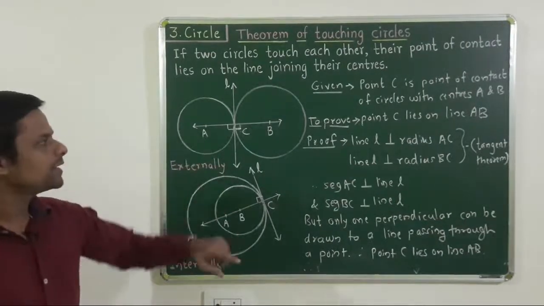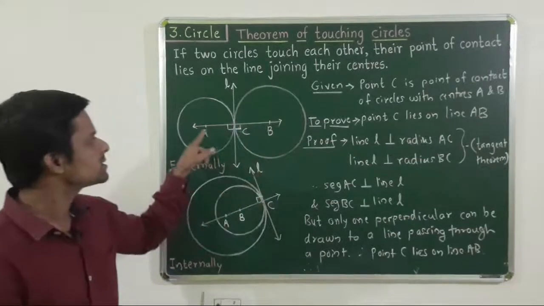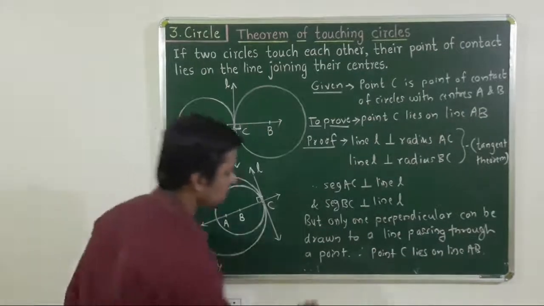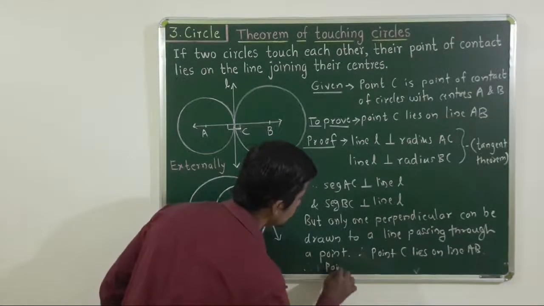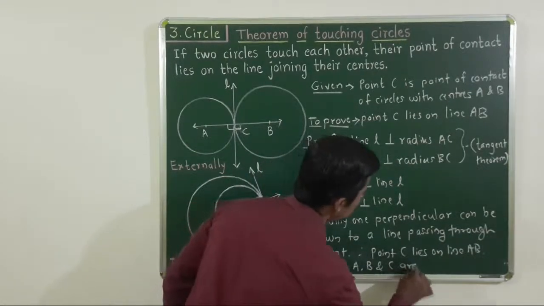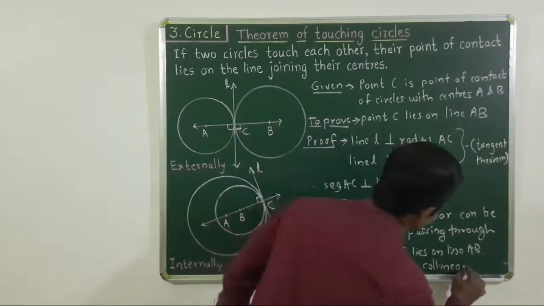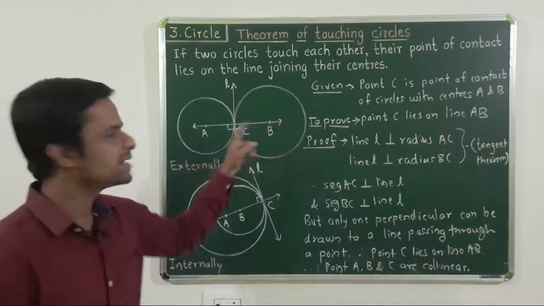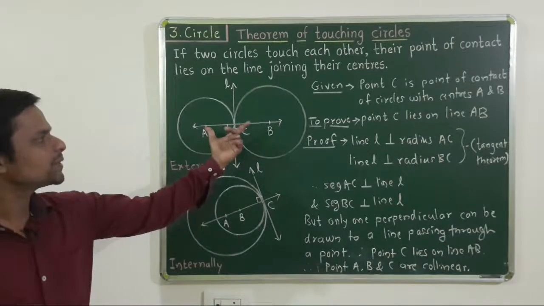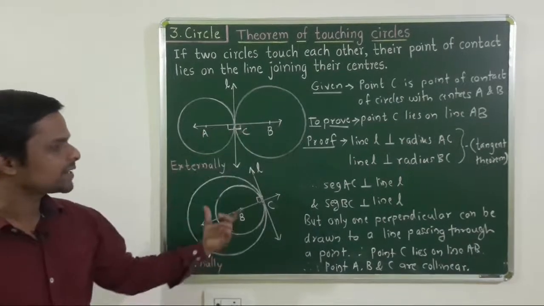Now what does it mean? It means that A, C and B are on the same line, means A, C and B are collinear, or A, B, C are collinear. Hence points A, B and C are collinear. Collinear means lies on the same line. But the relation between their sum of the distances is different, that we'll see later.